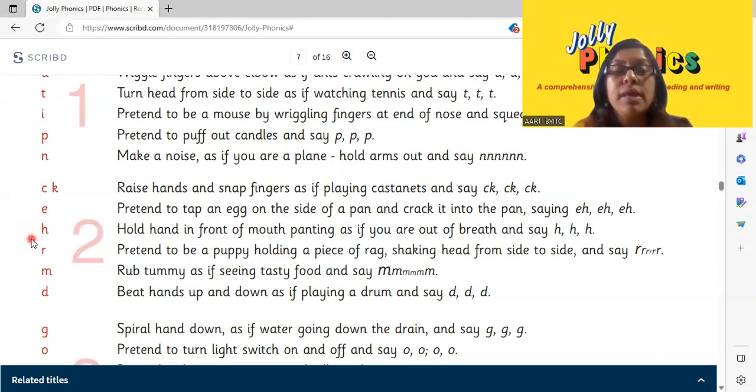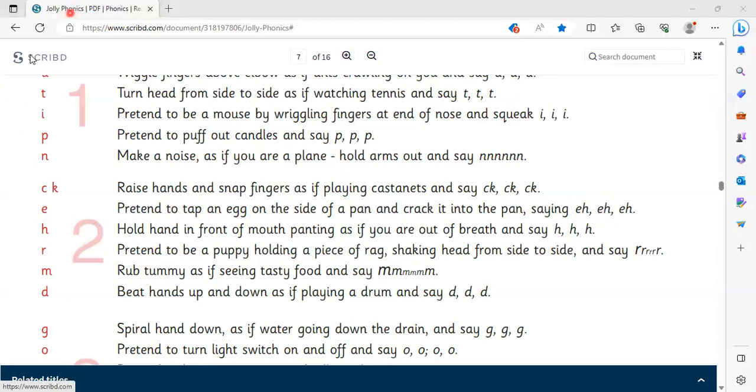Letter H is hold the hand in front of the mouth. It is like that. So you have to keep your hand in front of the mouth and pant as if you are out of breath. And you are saying, hh. You understand? This is the sound of letter H. It is not like what we usually make in the classroom. No, it is not like that. It is simple. We are taking out the breath. Very simple. No problem in that. Let me move on to the next one.